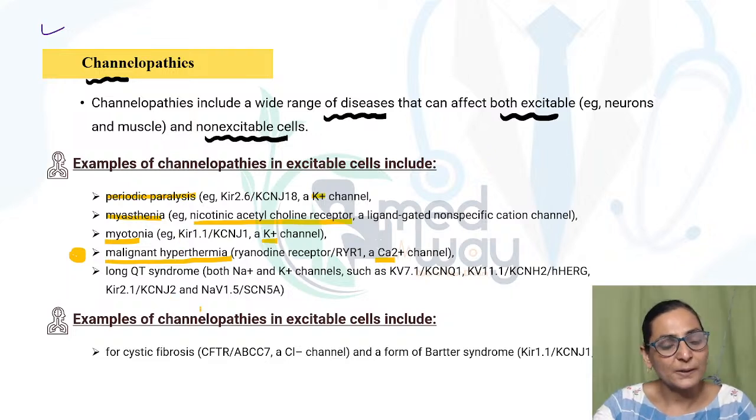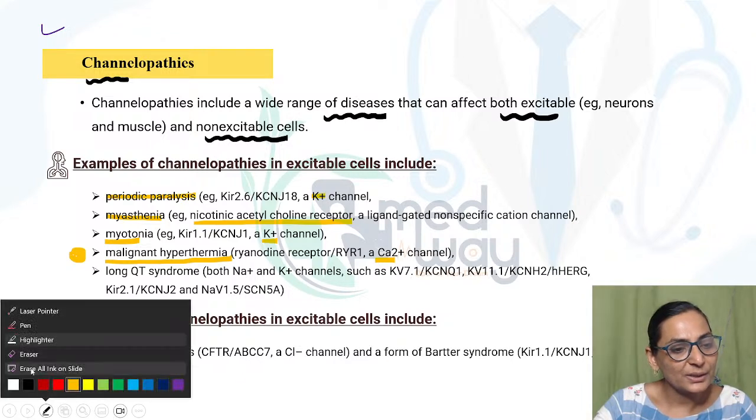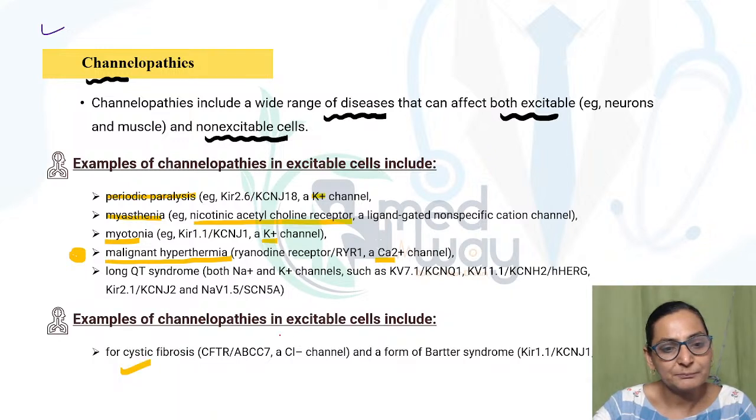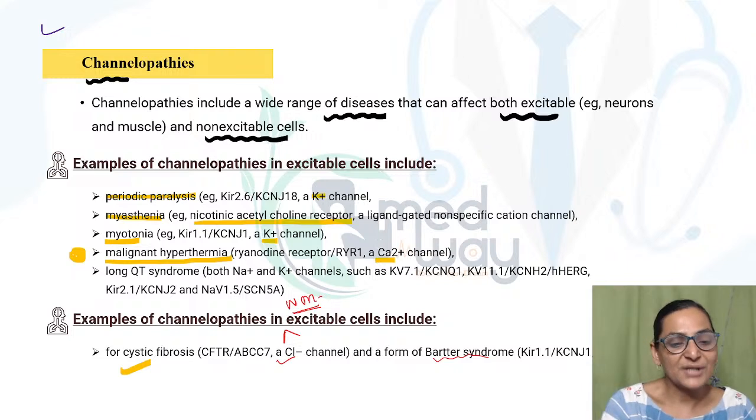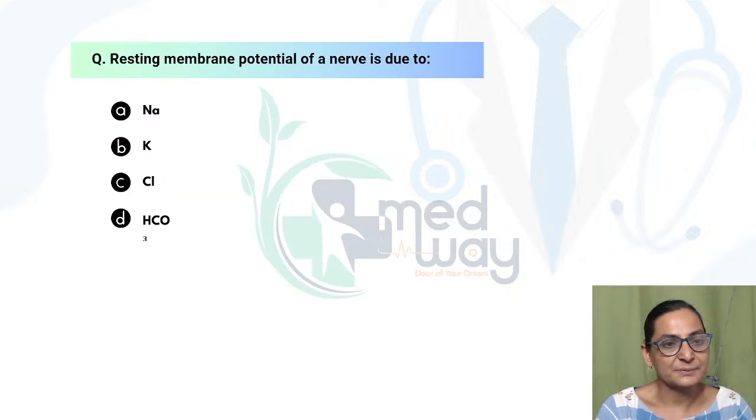Apart from that, we have channelopathies in the non-excitable cells, for example, cystic fibrosis. Cystic fibrosis is a mutation of the CFTR chloride channel. Then Bartter syndrome, affecting the potassium channel or the Barttin channels, which are present in the kidney. So these two important ones, cystic fibrosis and Bartter syndrome, you must remember as examples of channelopathies in the non-excitable cells.